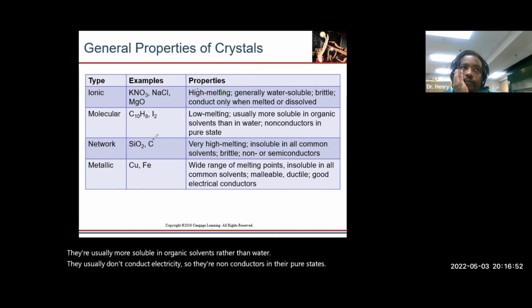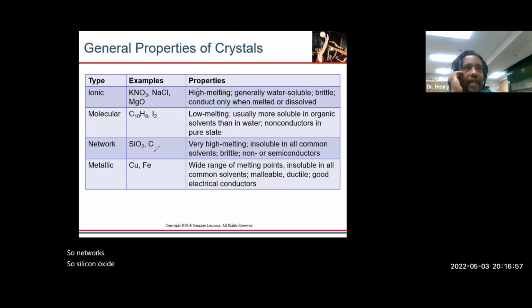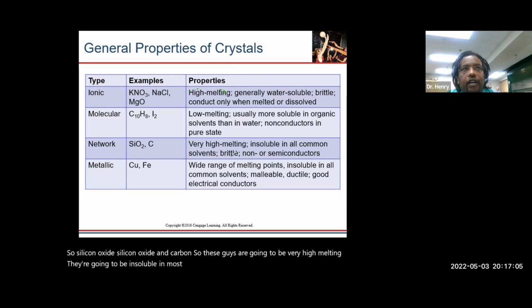So network solids, like silicon oxide and carbon. These guys are going to be very high melting. They're going to be insoluble in most common solvents. They're going to be brittle. They're also going to be either non-conductive or semiconductive.